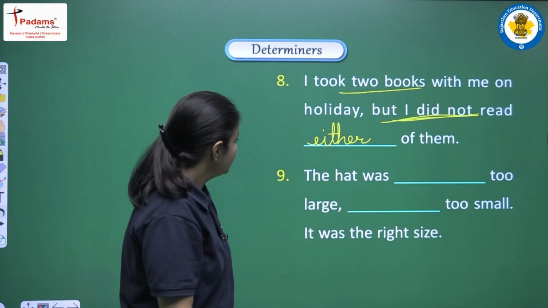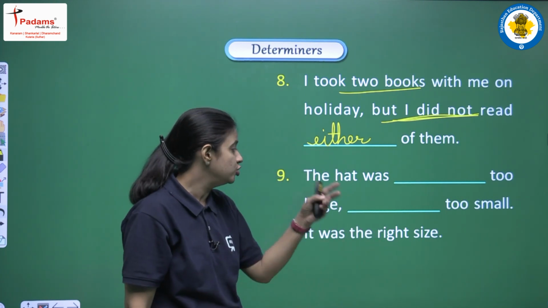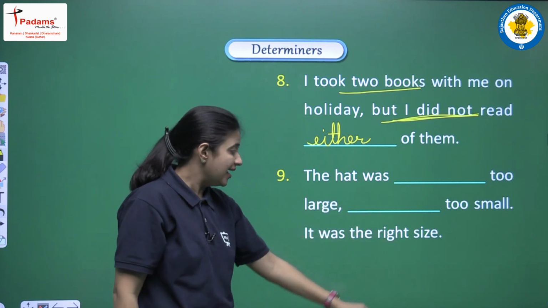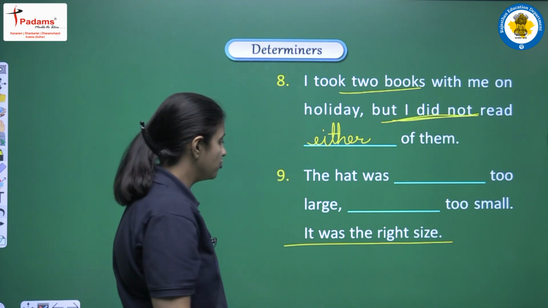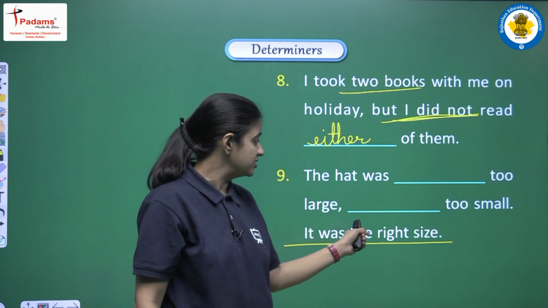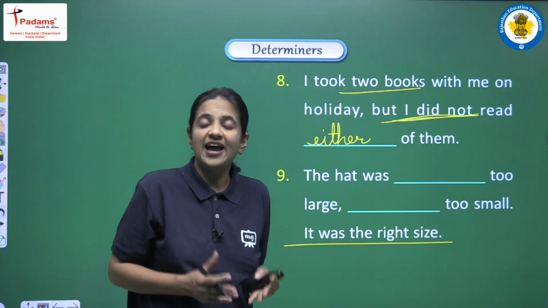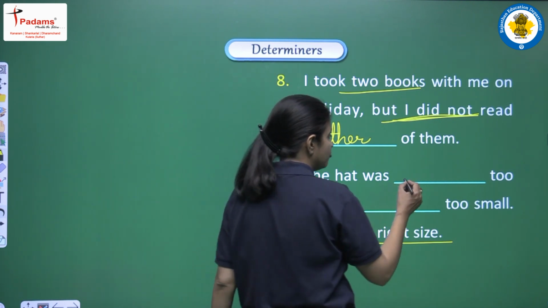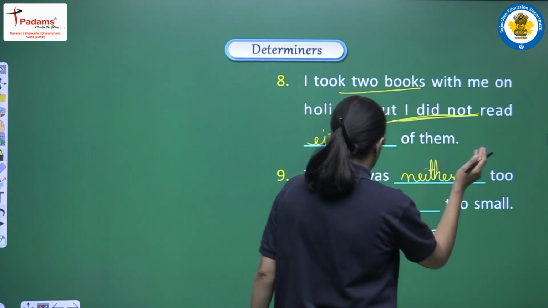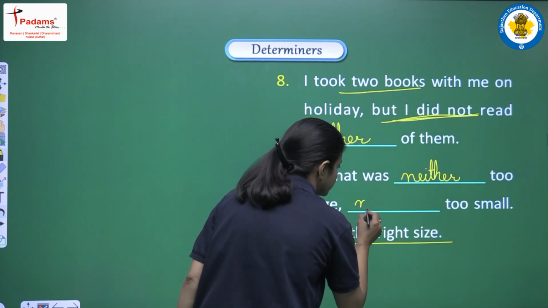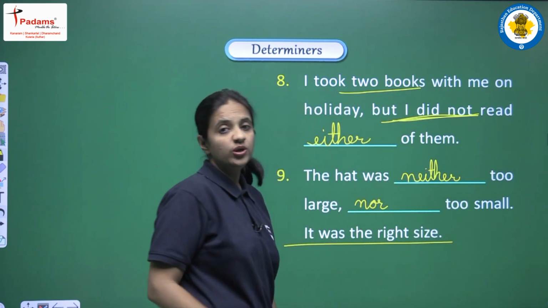Okay. Next is, the hat was too large, too small. It was the right size. So here observe this sentence. First of all, we are saying that the hat was the right size. So it was the right size. It means that it was neither too large nor too small.